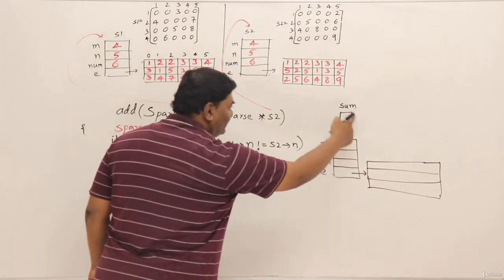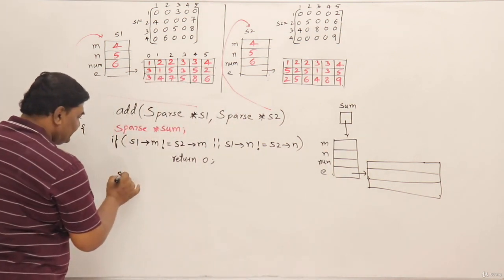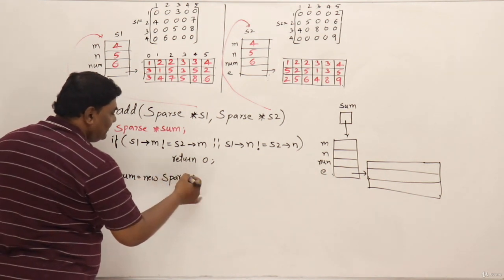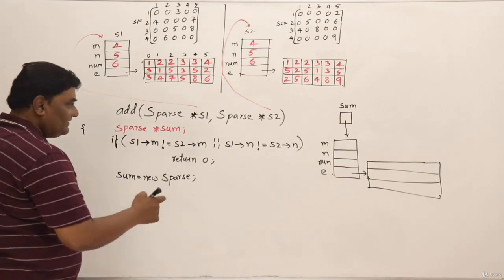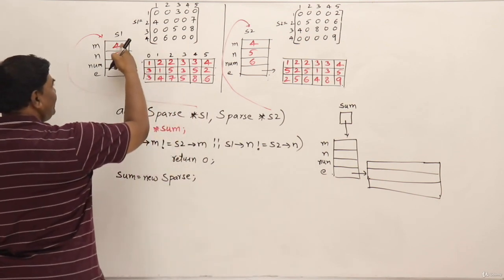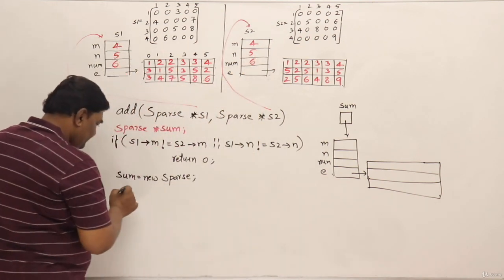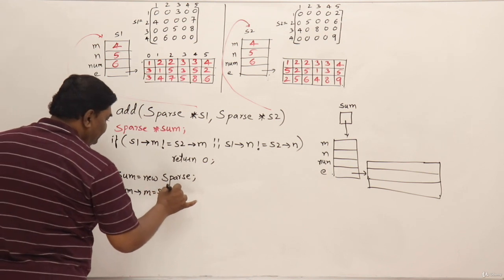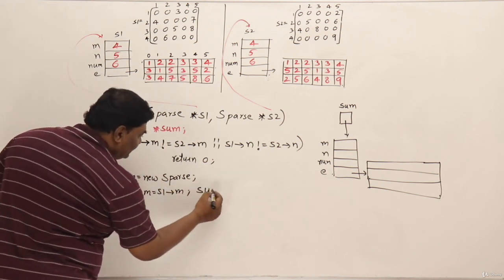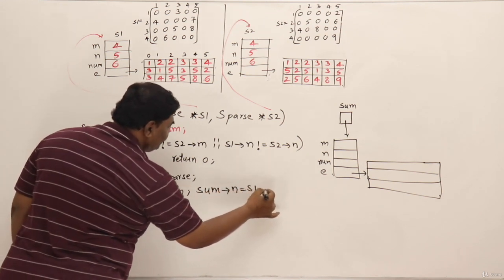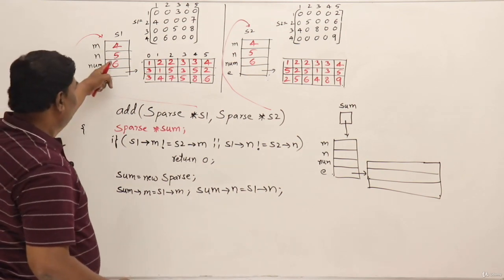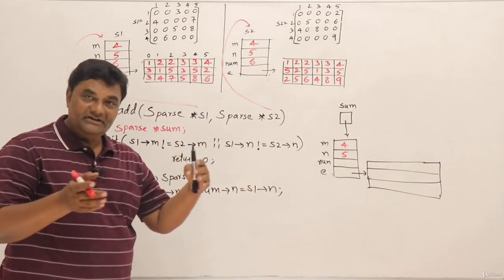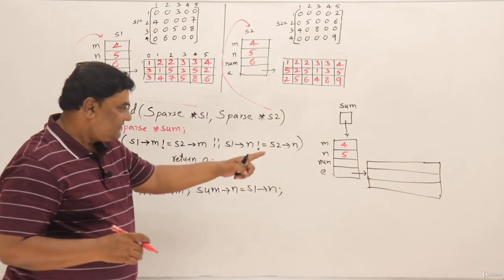So first of all, let us create this object. I should say sum assign new sparse. The object is created. Then here I should fill the dimensions. I can take the dimension from either S1 or from S2. So sum's number of rows m should be same as S1's number of rows, and in the same line I am continuing, sum's number of columns should be same as S1's number of columns. So this 4 and 5 I can copy here. Then how many number of elements? I don't know. Once I have finished adding, then I'll be knowing how many elements are there. So this I cannot fill up.